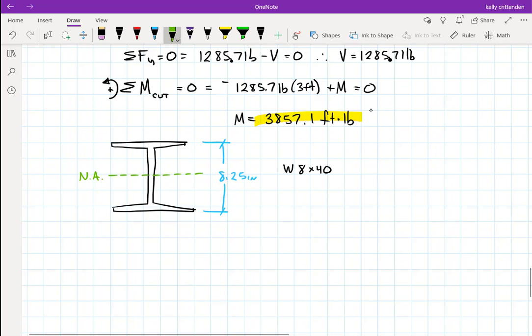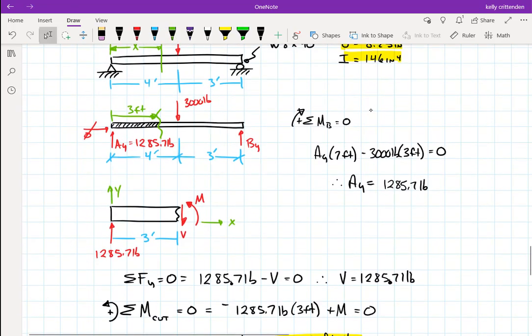So for Y, I want to put in the maximum distance I can. In this case, it's either measure from the neutral axis up to the top of the beam and put in 4.125, or measure from the neutral axis down to the bottom of the beam and put in negative 4.125 inches. So the only difference is, do I want to calculate a tensile stress or a compressive stress? You know, the top of the beam or the bottom of the beam. And the way this beam is loaded, I can just look at it and tell that tension is on the bottom, compression's on the top.